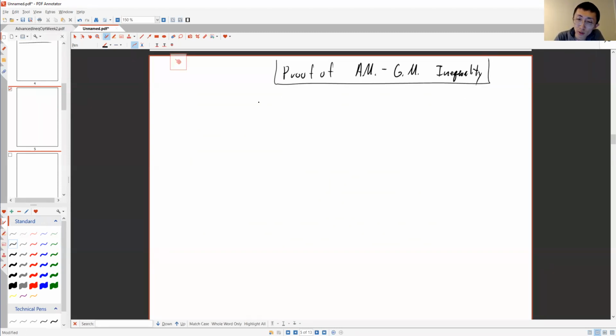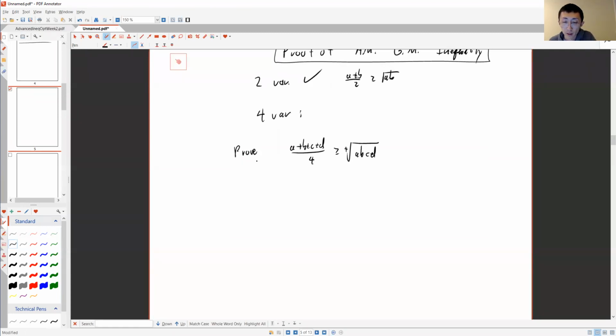We already did the 2 variable case, so that's fine. So how can we use the 2 variable case to prove the 4 variable case? We want to prove that this is greater than or equal to the 4th root of ABCD. We're going to go over 2 different proofs today, neither of which use calculus. There's also a third proof that uses calculus, but we're not going to do that today.